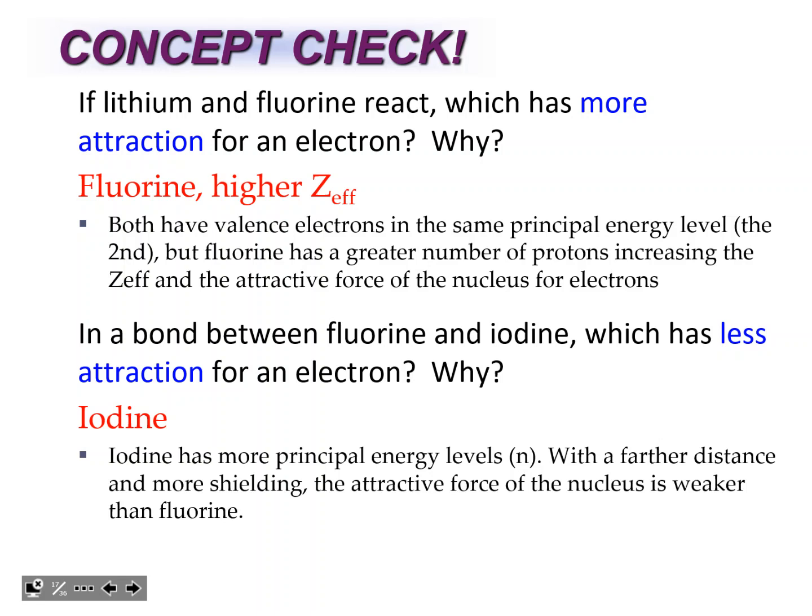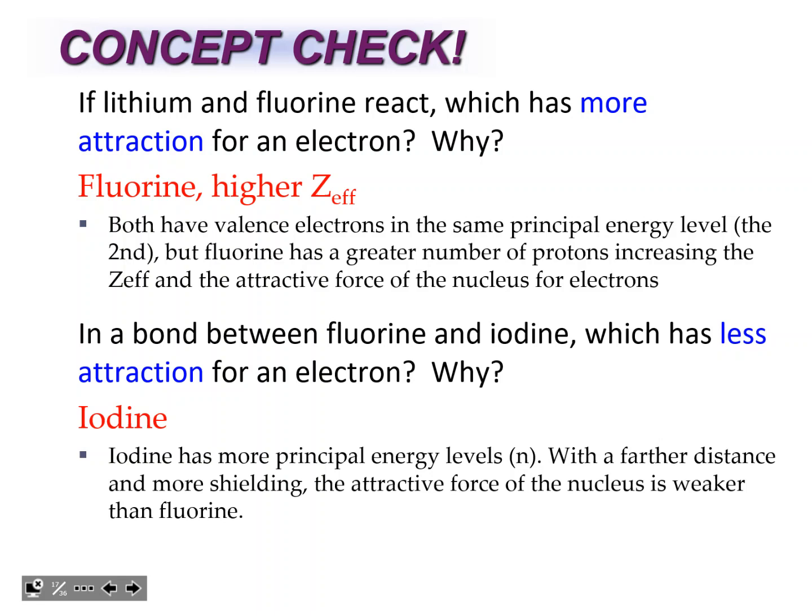Okay, so as you can see, this reiterates what's going on for all of the trends. Across a period, cite the proton number, say something about the effective nuclear charge, and then say something about the strength of the force of the attraction. Going down a group, talk about the number of principal energy levels, talk about the distance, and talk about the strength or force of the attraction based off of that distance, okay? And you will get all your explanations correct.